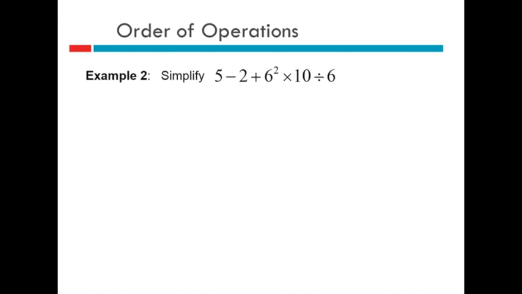So now the focus is on the exponent. This is what we're worried about right here. Don't do anything but that. You bring down to the next level everything that you're not going to be calculating. 6 squared is 6 times 6, or 36, multiplied by 10, divided by the 6. Your next step, multiplications and divisions from left to right. This is what you're focusing on.